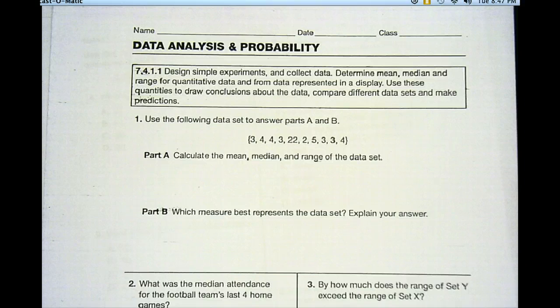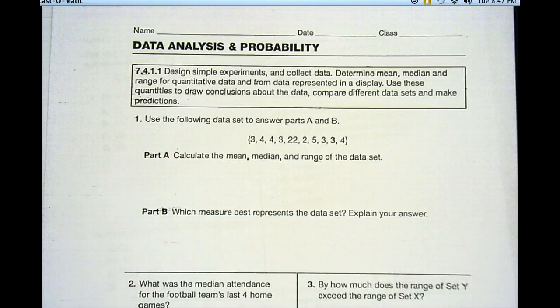Design simple experiments and collect data. Determine mean, median, and range for quantitative data and from data represented in a display. Use these quantities to draw conclusions about the data. Compare different data sets and make predictions.